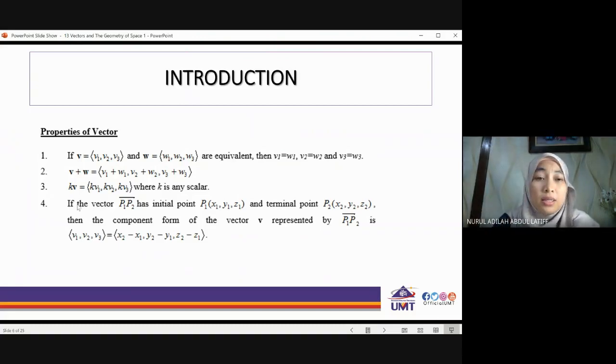Okay, so KV, where K is any scalar, so we can just multiply the scalar with the vector. Okay, and this fourth one, if the vector P1P2 has initial point P1 (X1, Y1, Z1) and terminal point P2 (X2, Y2, Z2). Okay. And P1P2 is always x2 minus x1 for V1, y2 minus y1 for V2, and z2 minus z1 for V3. Okay, you have to remember this because in this topic, we are going to find many things, many representations of a vector such as this vector P1P2.